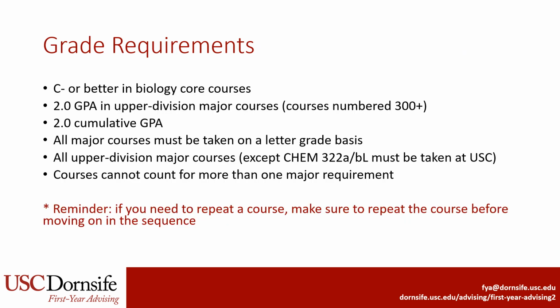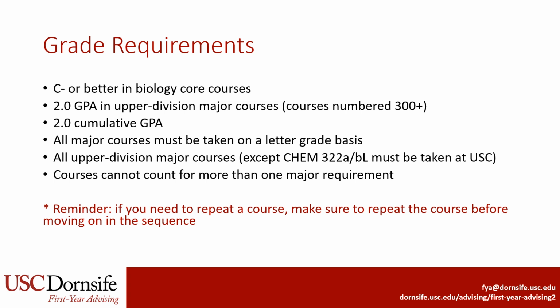To graduate with any of these majors, you will need to pass all of your biology core courses with a C- or better, maintain a 2.0 GPA in upper division courses for the major, and a 2.0 cumulative GPA. All coursework that is applying to the major, both lower and upper division, needs to be taken for a letter grade. Major courses cannot be taken pass no pass.